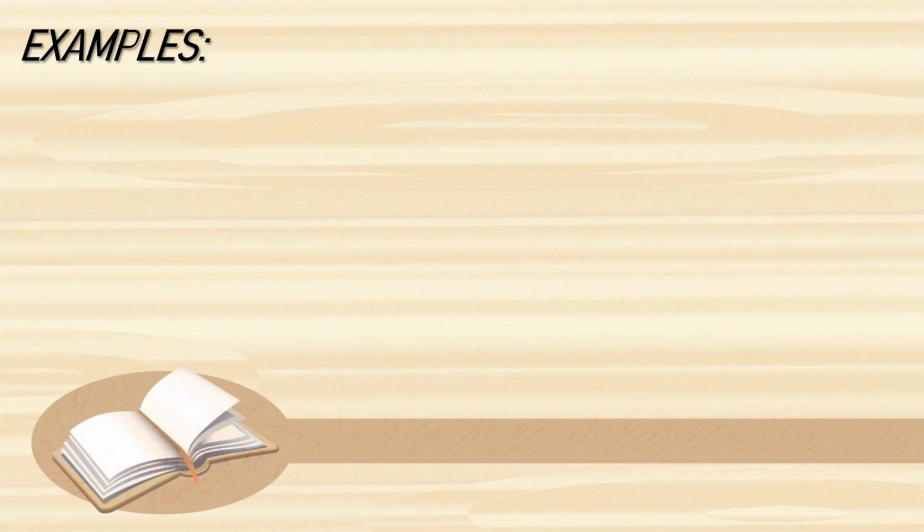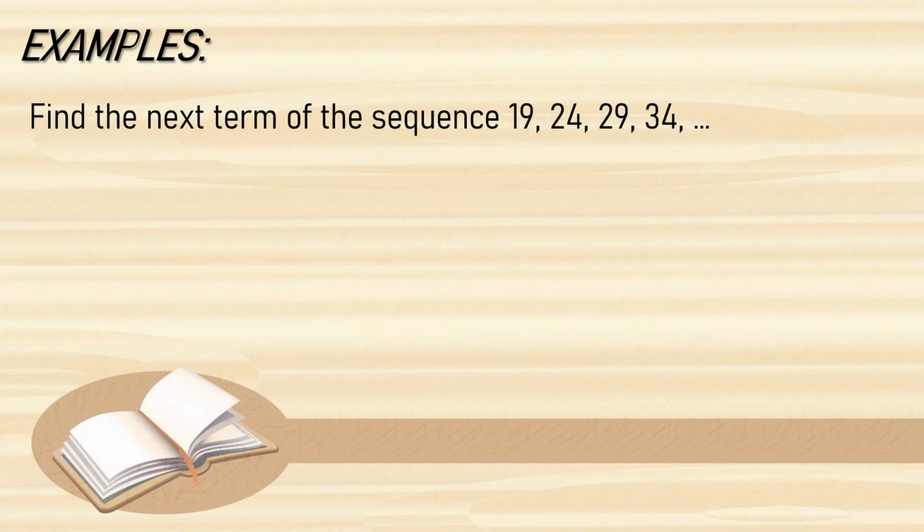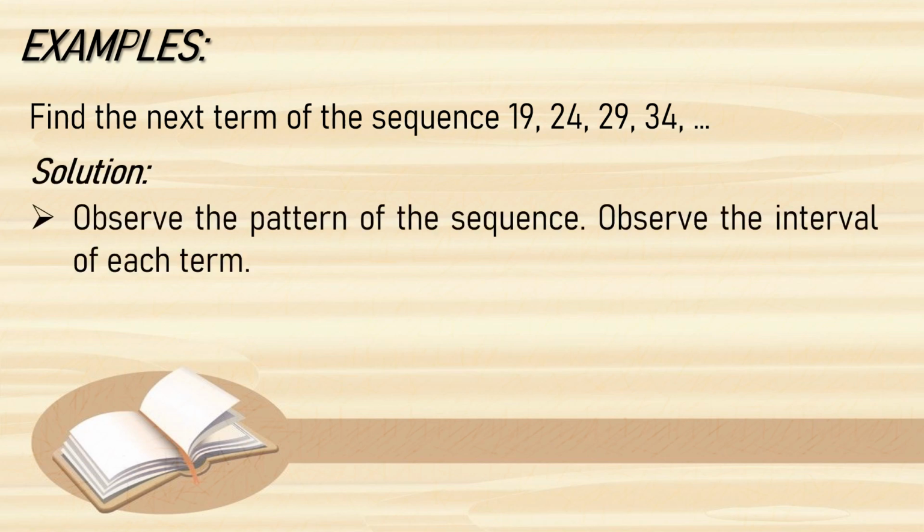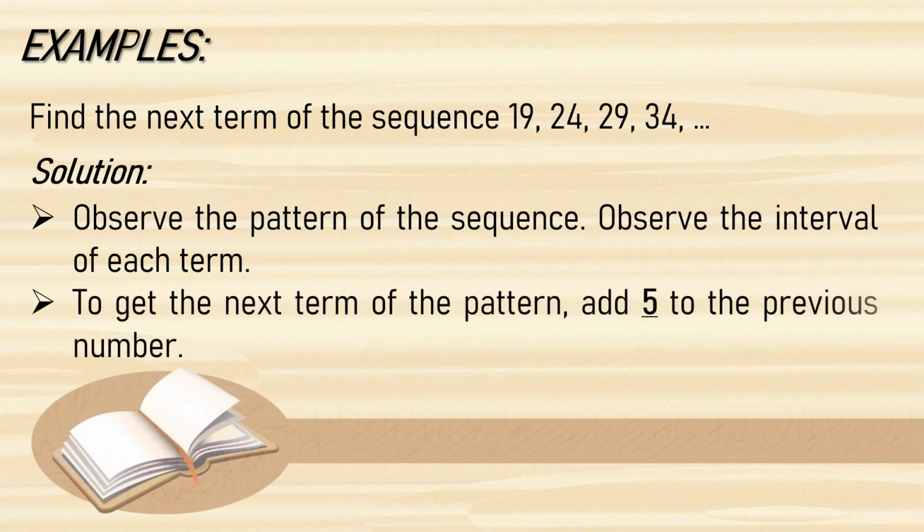So let us now proceed on the examples. Find the next term of the sequence 19, 24, 29, 34, and so on. So ano nga ba yung number or term na kasunod ng 34? For our solution, we have to observe the pattern of the sequence and observe the interval of each term. Paano nga ba naging 24 ang kasunod ng 19? At paano naging 29 ang kasunod ng 24? Ganon din ang 34, bakit siya sumunod sa 29? Kung mapapansin nyo, to get the next term of the pattern, add 5 to the previous number.